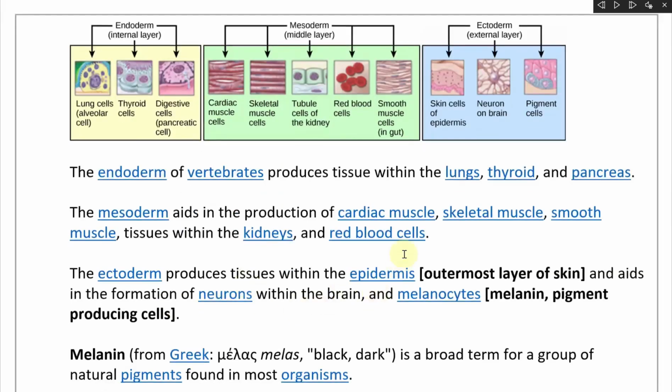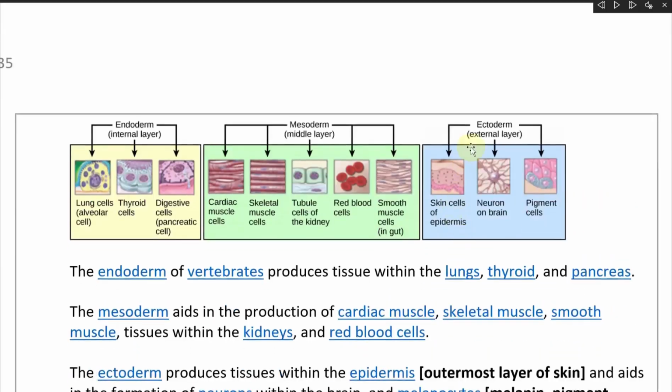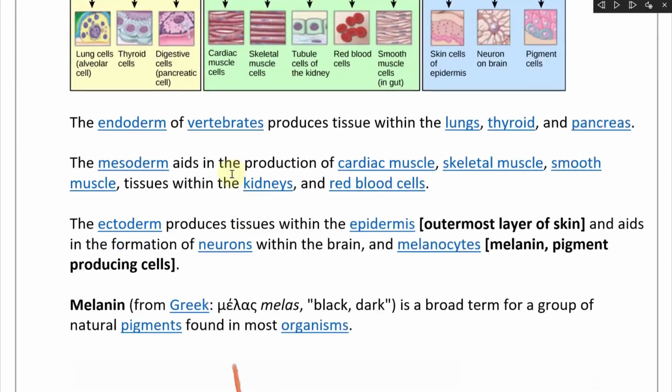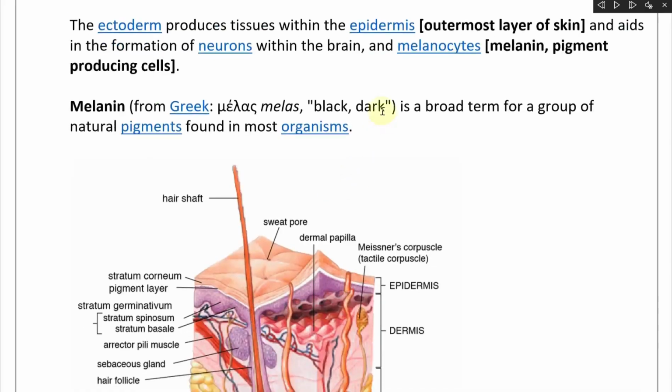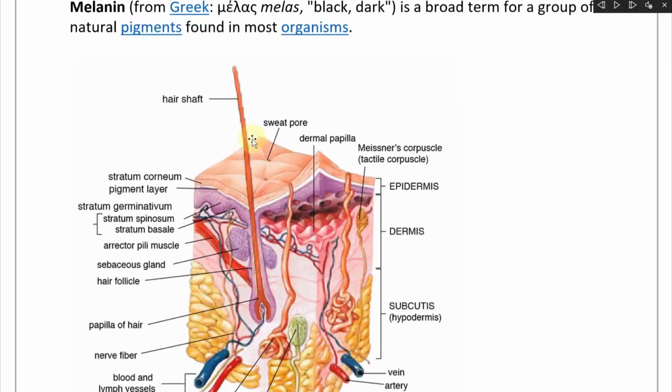The ectoderm produces tissues within the epidermis, the outermost layer of skin, and aids in the formation of neurons within the brain, and melanocytes, which are melanin pigment producing cells. So the ectoderm right here, that's the external layer, you produce skin cells of the epidermis, neurons in the brain, and pigment cells. So very, very interesting. Basically, you get these three germ layers, and they specialize into these different types of cells there. And this melanin pigment, so melanin from Greek melas, or black or dark, is a broad term for a group of natural pigments found in most organisms.